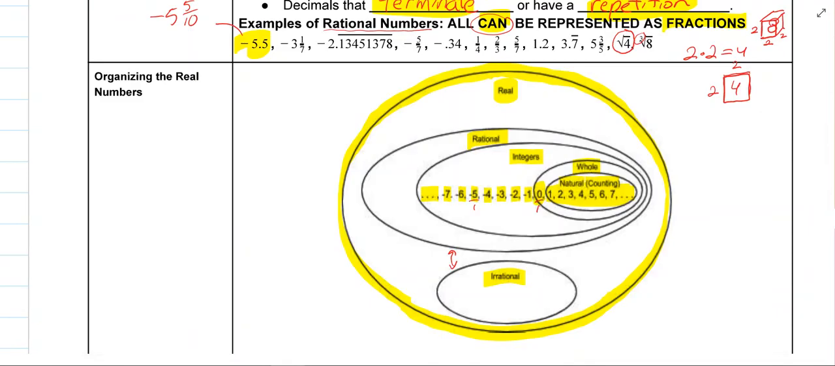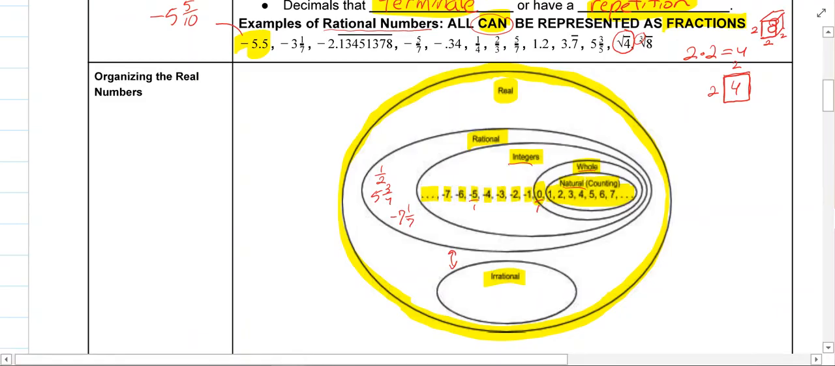But what is a rational number and is not an integer, whole, or natural? Well, here's an easy one for you. 1/2. You see, 1/2 fits between where? 0 and 1. All right, what's another one? 5 and 3/4. Yep. -7 and 1/7. Yep. And you can see there's quite a few numbers that are rational. They can be written as fractions, but are not integers, are not whole numbers, are not natural counting numbers.